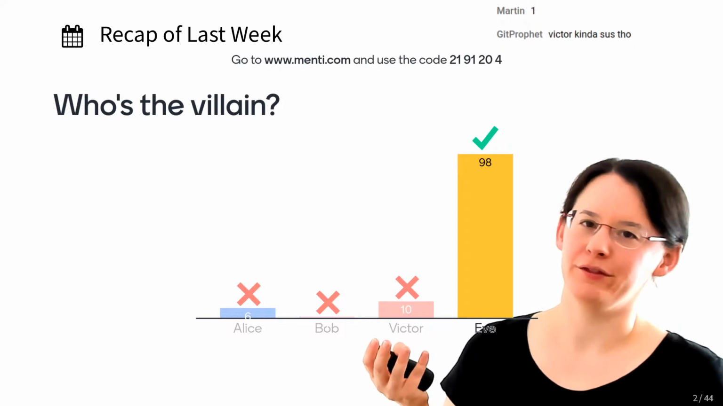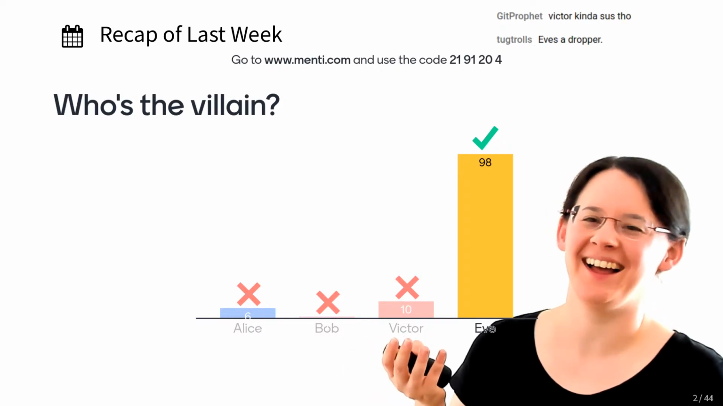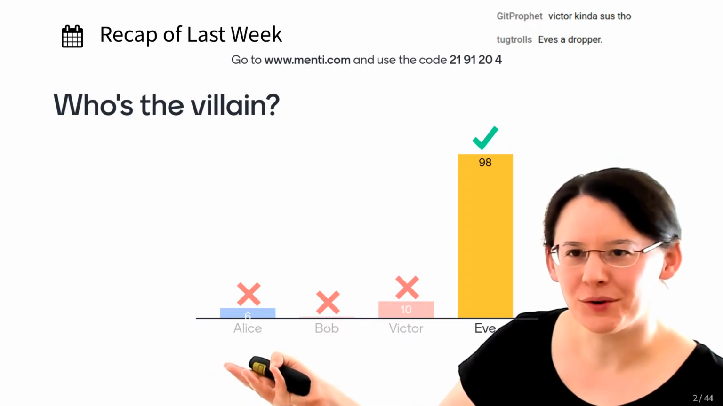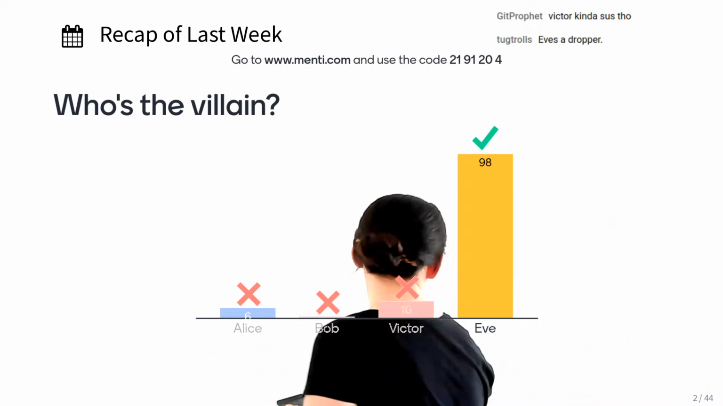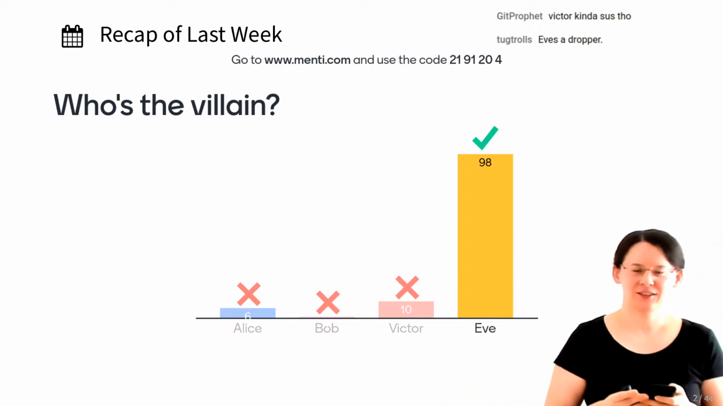Victor is short for verifier, so that's somebody who verifies authentication. Eve's the dropper, yeah. Okay, we also got some votes for Alice. I'm a bit appalled at that because, of course, Alice would never do any wrong. Let's have a look at the next question.